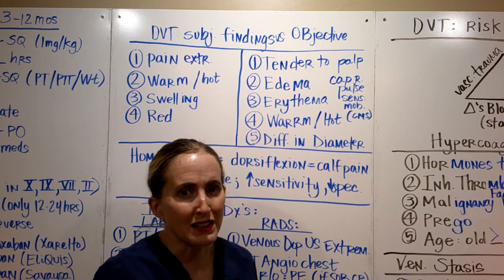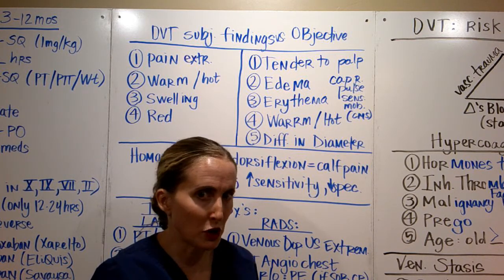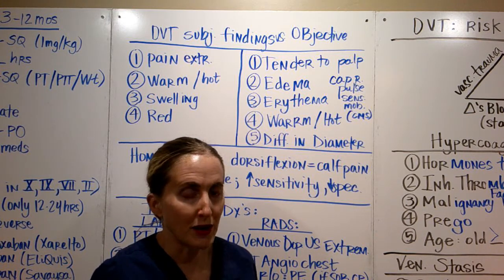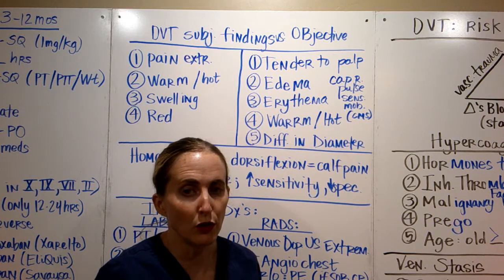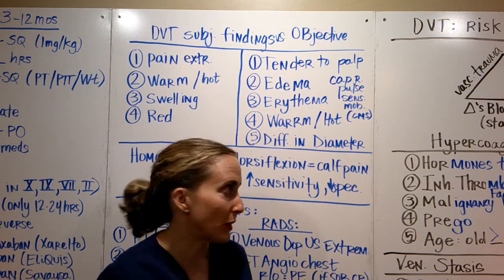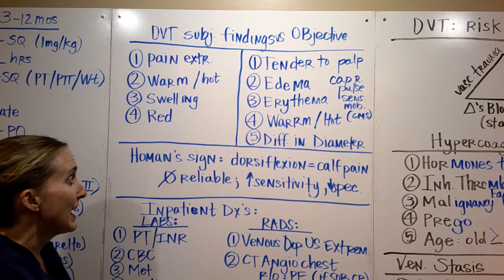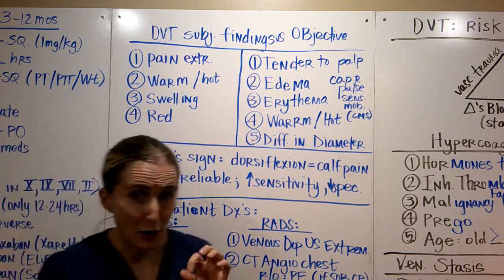Then we also want to ask them, when did it start? So you want to know a duration. When did this all start? And then what were you doing when it started? All those good PQRST questions, right? What makes it better? What makes it worse? Okay. All right, now let's talk for just a second about Homans sign.